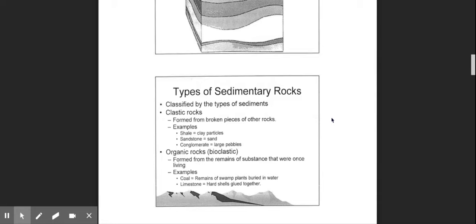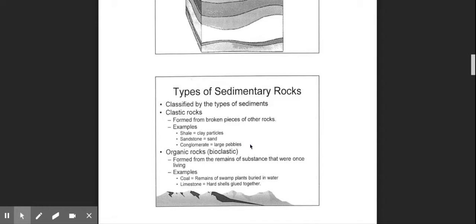First type is a clastic rock. That is the standard compaction and cementation. All right. Broken pieces of rock come together. They're based on the size of the particle. So shale is made out of clay, which is a very small particle. Sandstone is made out of sand. And conglomerate is made of all different sizes, including large pebbles.